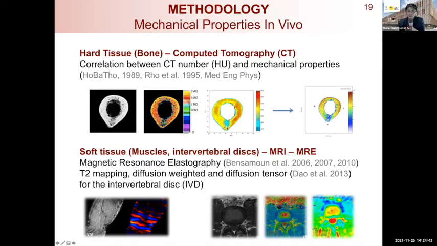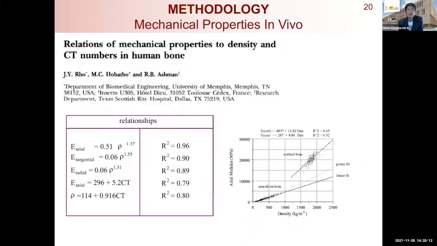This is for bone. For soft tissue, I'm going to show you examples on muscles and the intervertebral disc, or IVD, using MRI and MRE, which is magnetic resonance elastography, and the other one is magnetic resonance imaging. So I'm going to show you some examples of how we can get mechanical data derived from this kind of image.